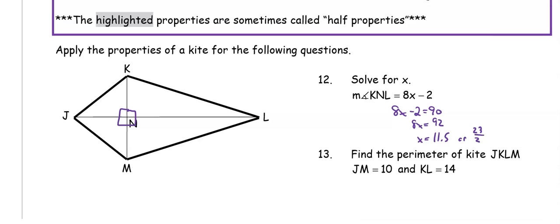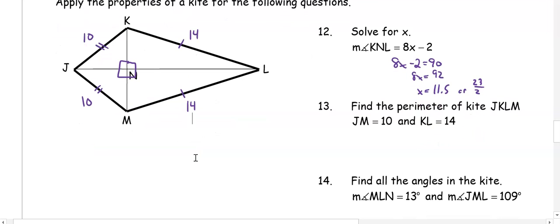In number 13, find the perimeter of kite JKLM. So we know that these two sides are going to be congruent, and these two sides are going to be congruent, because one is shorter and one is longer. So JM is 10, which means JK is also 10. KL is 14, so ML is also 14. So if we're looking for our perimeter, 10 plus 10 plus 14 plus 14 is going to give us a length of 48.